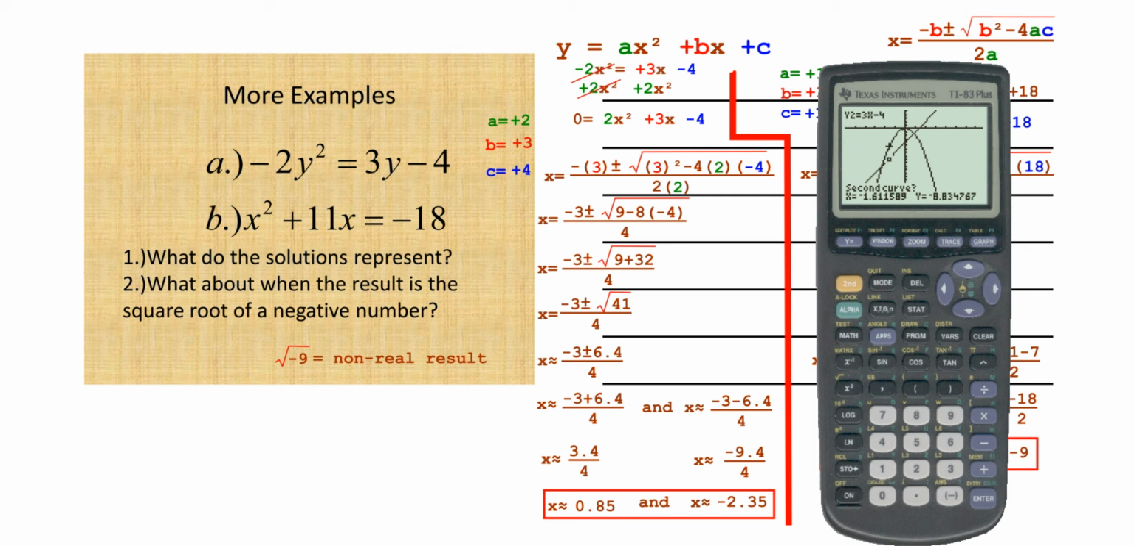It asks me, is this the second curve? Up at the top I see y2, so I'll say yes. I'll hit enter once again, and now it gives me a guess. Well, I don't want to guess, I want exact, so I hit enter one more time, and now it goes to my intersection location. There it is, which is x equals negative 2.350781. And it's roughly close to what we approximated earlier, negative 2.35.